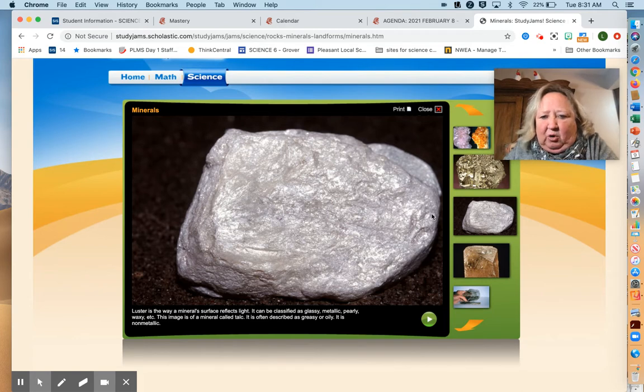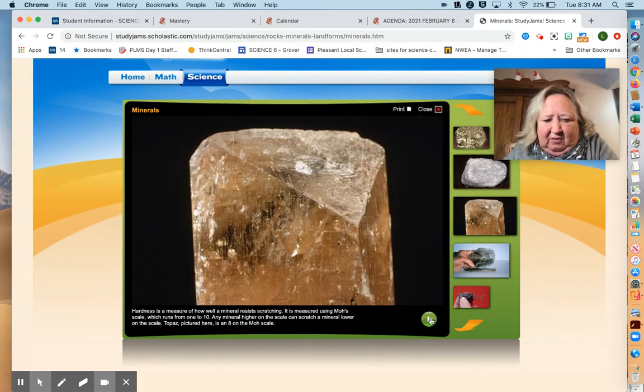Hardness is another property, and that is how well the mineral resists scratching. Throughout all my years of teaching, people get this confused with streak. Streak is when you rub the mineral on a tile. Hardness is, can it scratch something or can something scratch it? It's measured on something called Mohs hardness scale, or Mohs scale, which runs from 1 to 10. So any mineral higher on the scale than something else can scratch it.